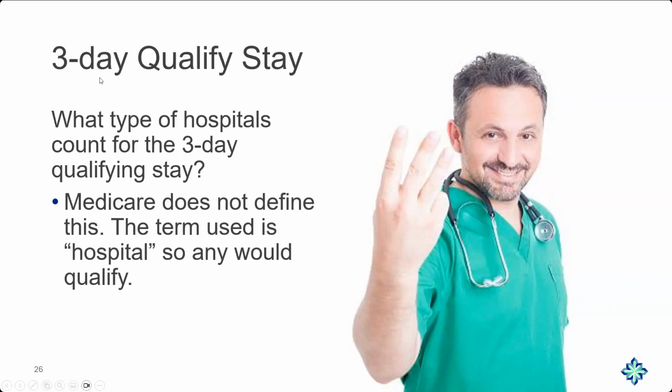I was asked on a 3-day qualifying stay how Medicare defines a hospital, what falls into that category. Medicare doesn't define it as just an acute care hospital or a critical access hospital. They say any type of hospital, so an inpatient psychiatric facility, anything like that that falls under the general category of hospital would meet this definition. They're not saying it has to be named, quote unquote, hospital. So hopefully that makes sense.